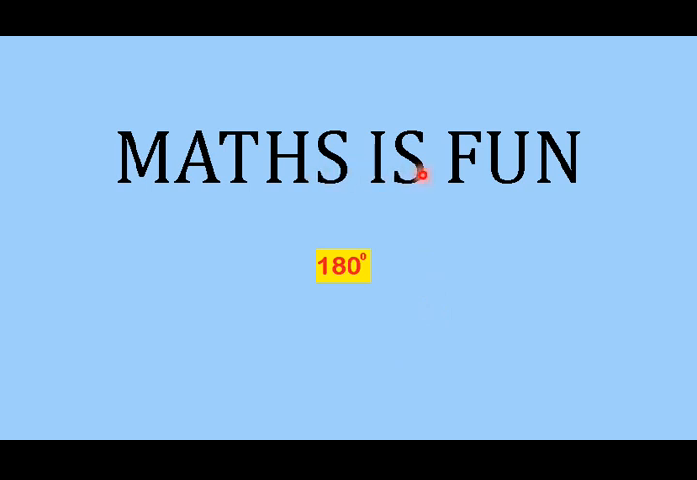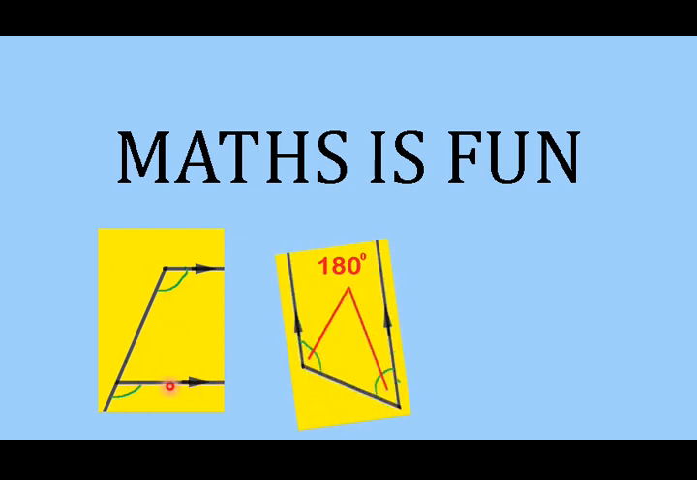Maths is fun. The first letter is F, for corresponding angles. Corresponding angles are equal. The second letter is U. Co-interior angles are supplementary. They are not equal, they are supplementary. And the last letter is N. So it's F-U-N. Maths is fun.